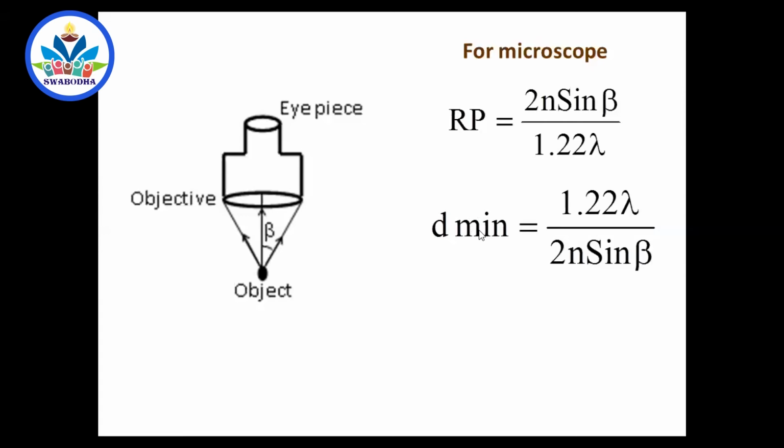Limit of resolution is the minimum distance between 2 point objects which appear just resolved when seen through the microscope. When you see through the microscope those 2 point objects, what is the minimum distance at which they can be seen as just separated objects through that microscope? That minimum distance is limit of resolution.